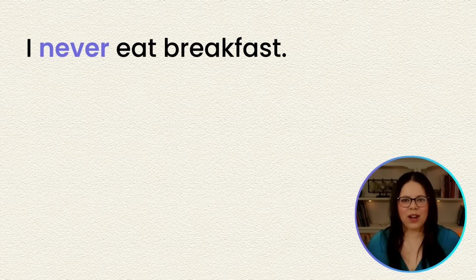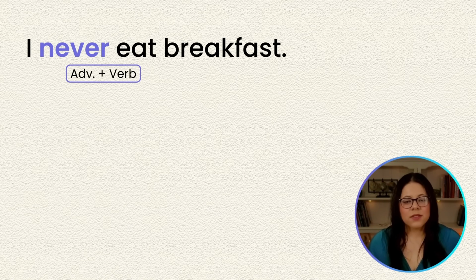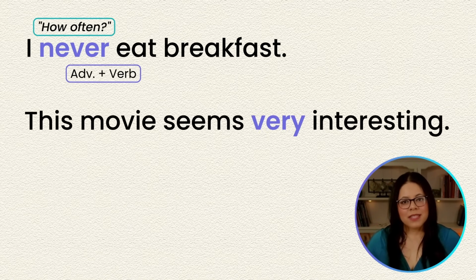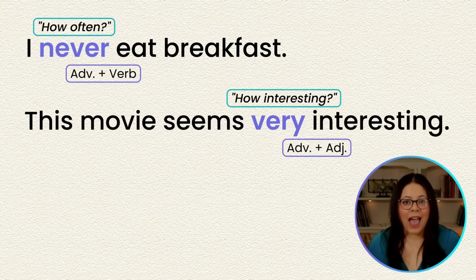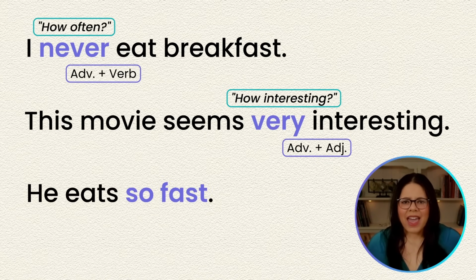Here are some examples. I never eat breakfast. Our adverb is never, and it modifies the verb eat. How often? Never. This movie seems very interesting. Our adverb is very, which modifies the adjective interesting. How interesting? Very.